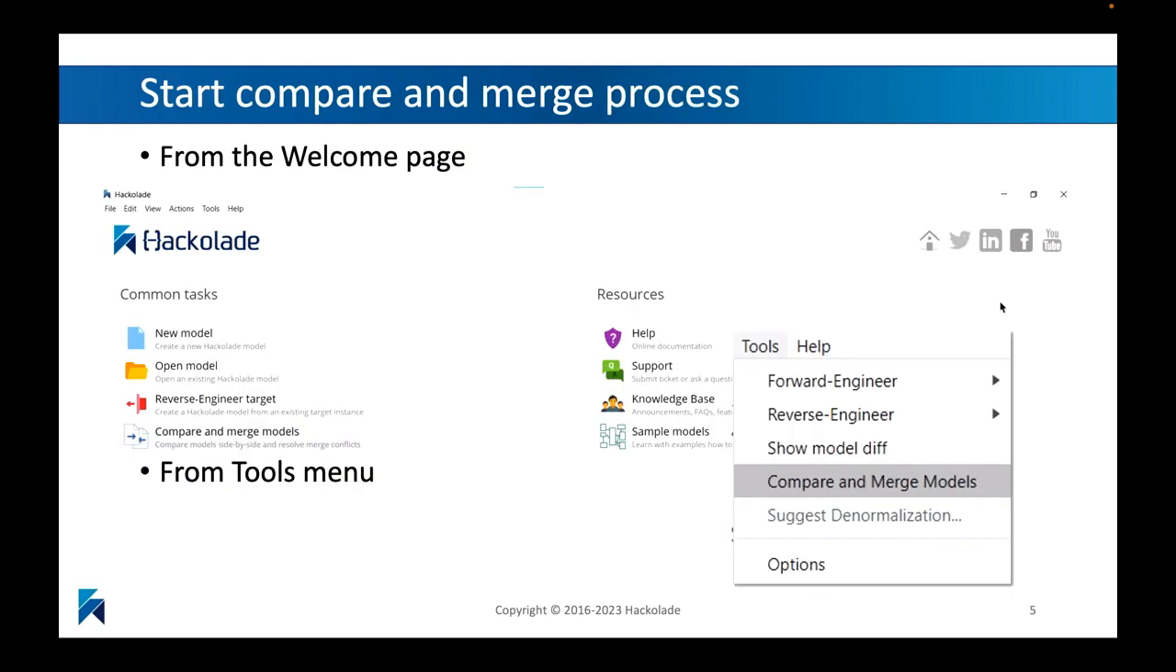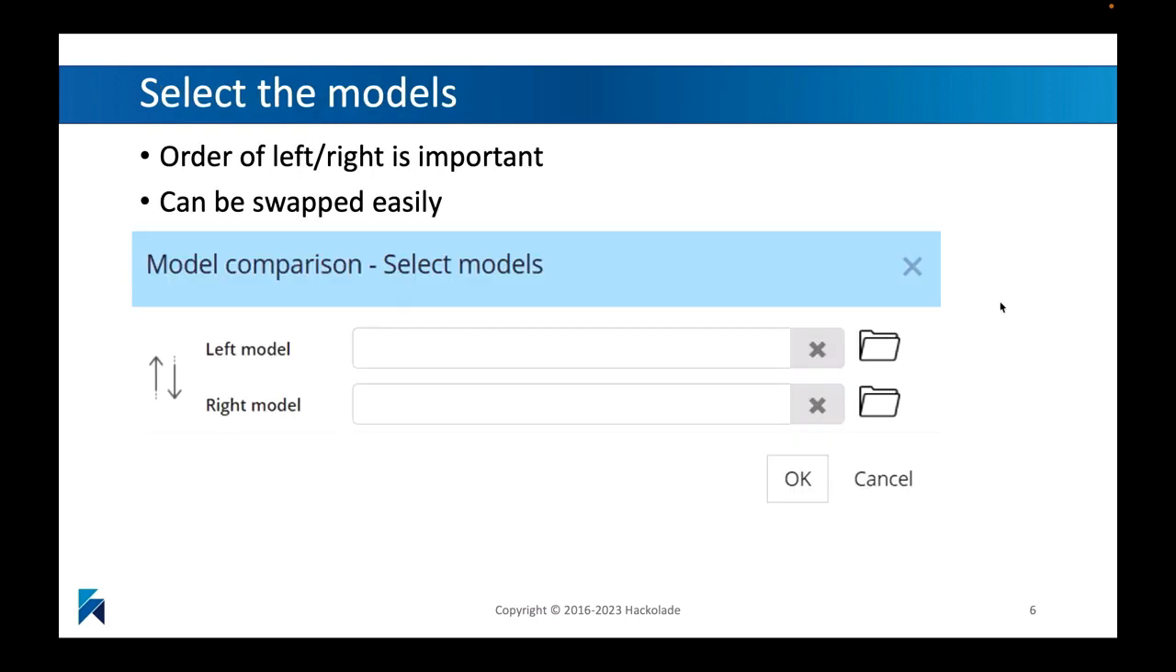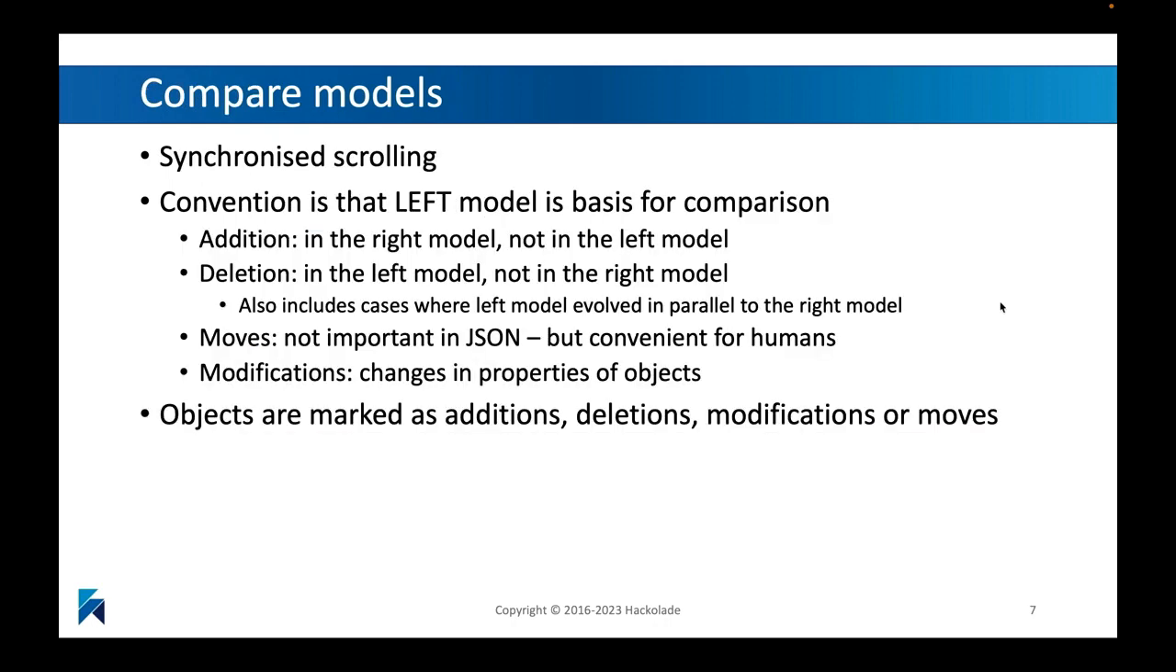You can access this functionality from the welcome page or from the tools, and then the first thing that you will be asked to do is to select the left and right model that you want to be comparing. You can swap these easily, but the order of left and right is, of course, important because it will have an impact on what the difference actually means between those two versions of the model.